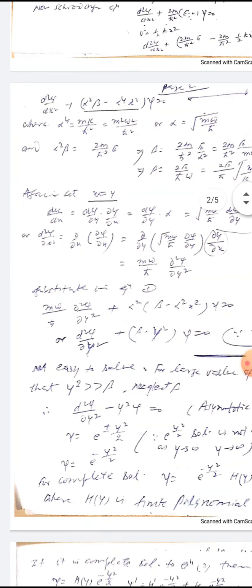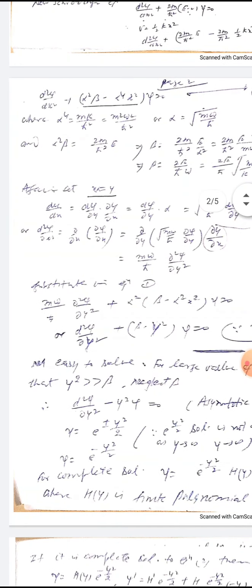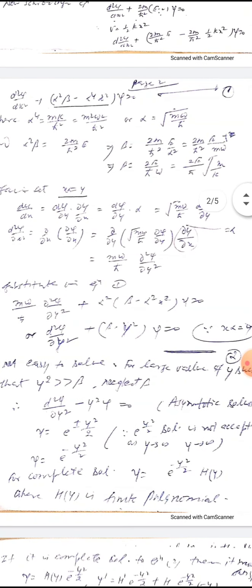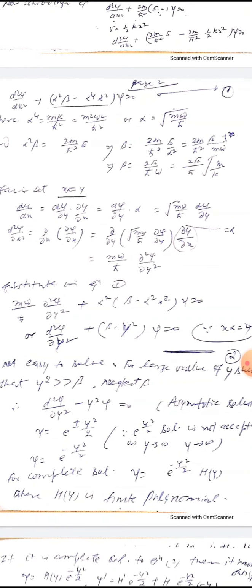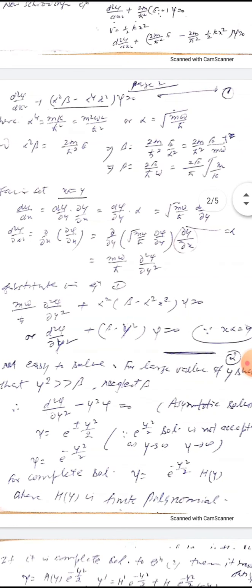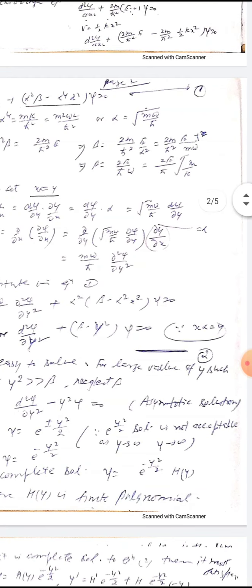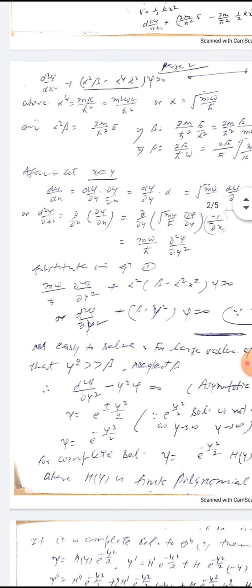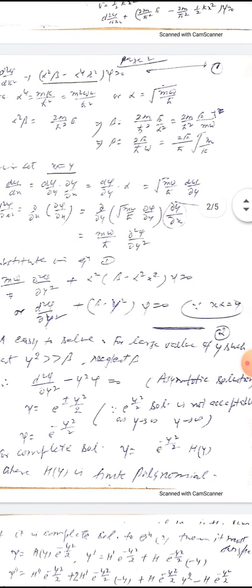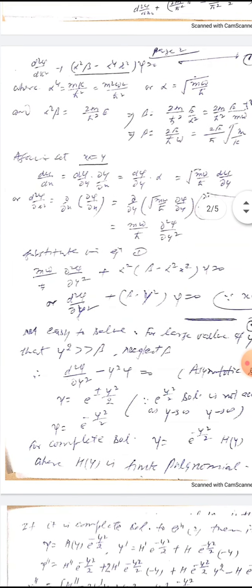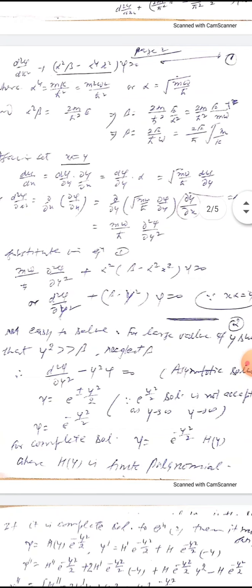Again, after defining alpha and beta, let us also define a constant xi equals alpha x, and using partial differentiation, d psi by dx equals square root of m omega by h cross d psi by d xi. Second derivative, again using the partial differentiation, d2 psi by dx square comes out to be m omega by h cross d2 psi by d xi square.